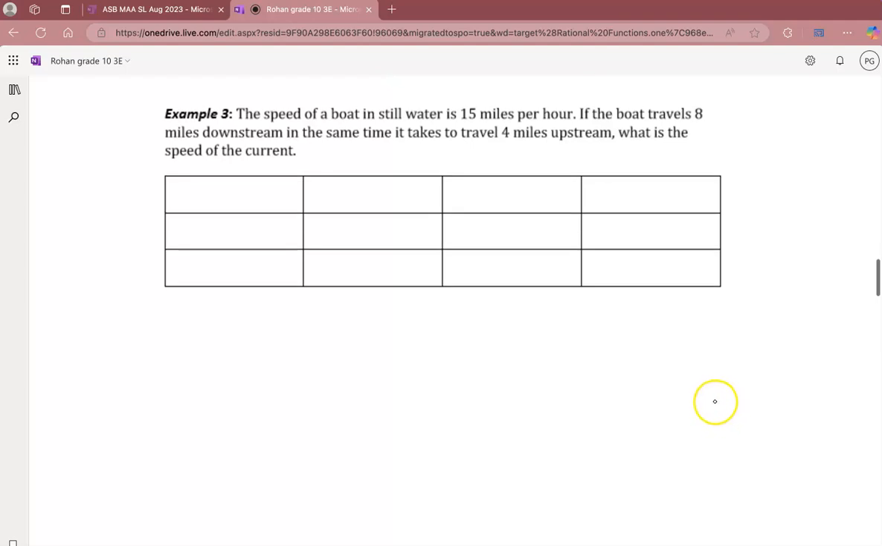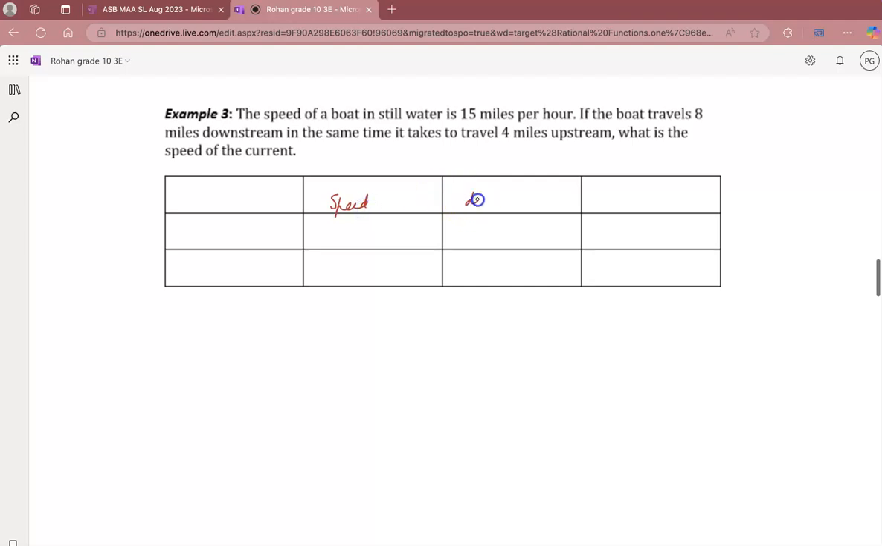Okay, actually I like these questions. The speed of a boat in still water is 15 miles per hour. If the boat travels 8 miles downstream in the same time it travels 4 miles upstream, what is the speed of the current?